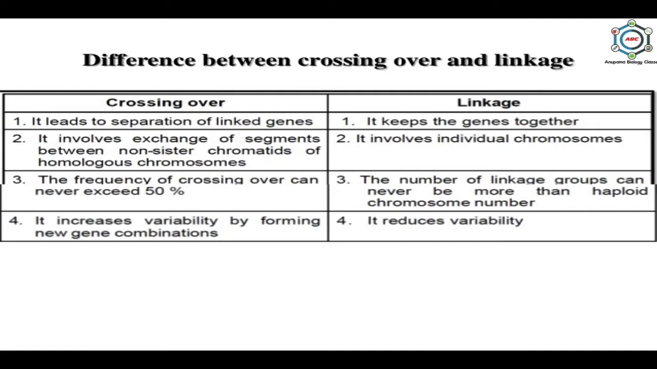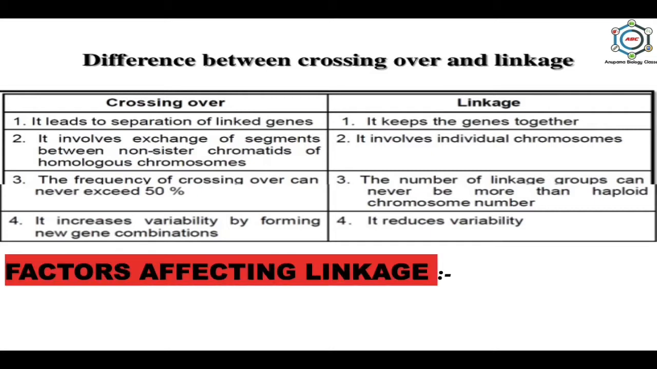individual chromosomes. After this, the frequency of crossing over can never exceed 50%, while in linkage, the number of linkage groups can never be more than the haploid chromosome number. Crossing over increases variability by forming new gene combinations, while linkage reduces variability.